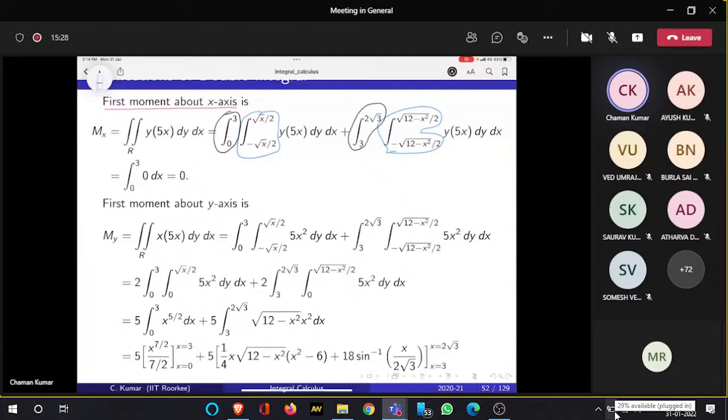Then you do this integration. This integration will come out to be 0. So the first moment about the x-axis is 0. Similarly, you can calculate the first moment about the y-axis. And when you calculate about the y-axis, you put x here, and this is my f(x,y). And the integration is over the region R.